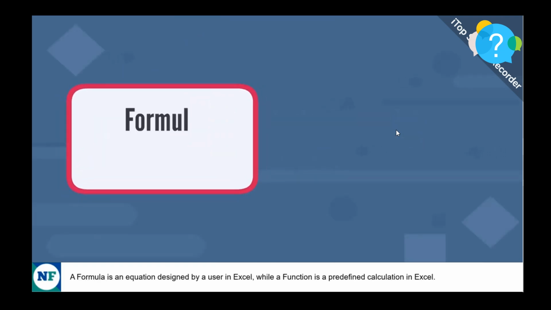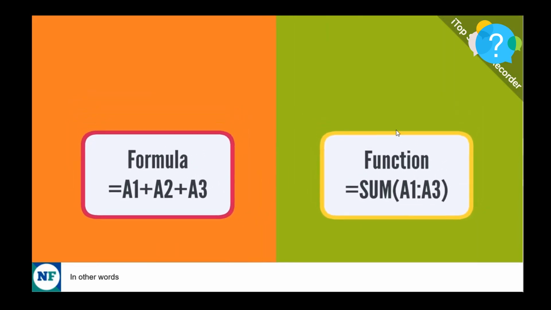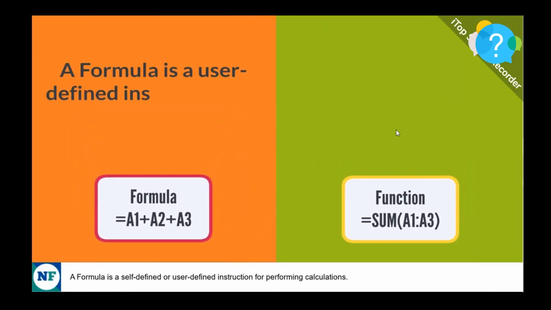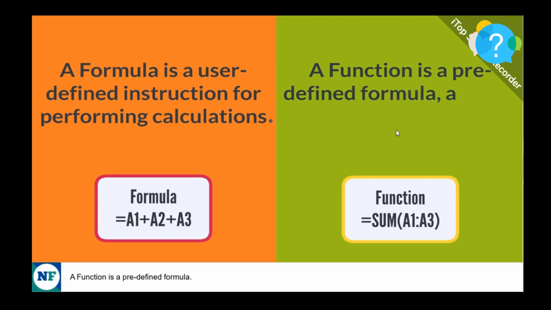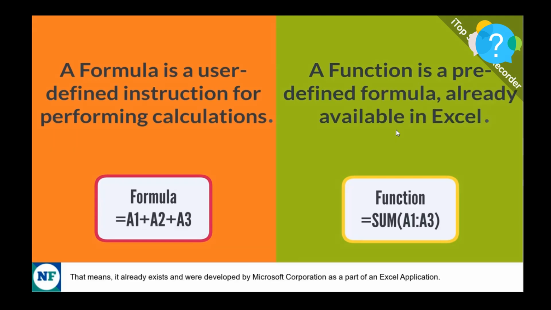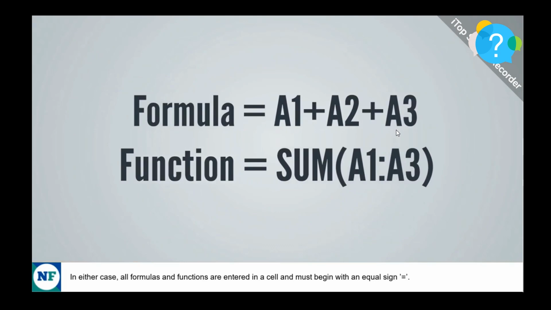A formula is an equation designed by a user in Excel, while a function is a predefined calculation in Excel. In other words, a formula is a self-defined or user-defined instruction for performing calculations. It is like a general calculation done as per the wish of the user. A function is a predefined formula. That means it already exists and was developed by Microsoft Corporation as a part of an Excel application. In either case, all formulas and functions are entered in a cell and must begin with an equal sign, equals.